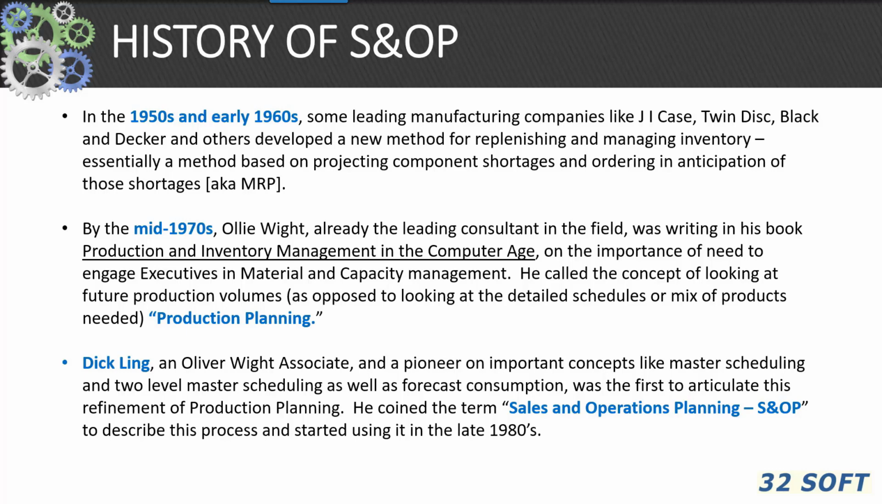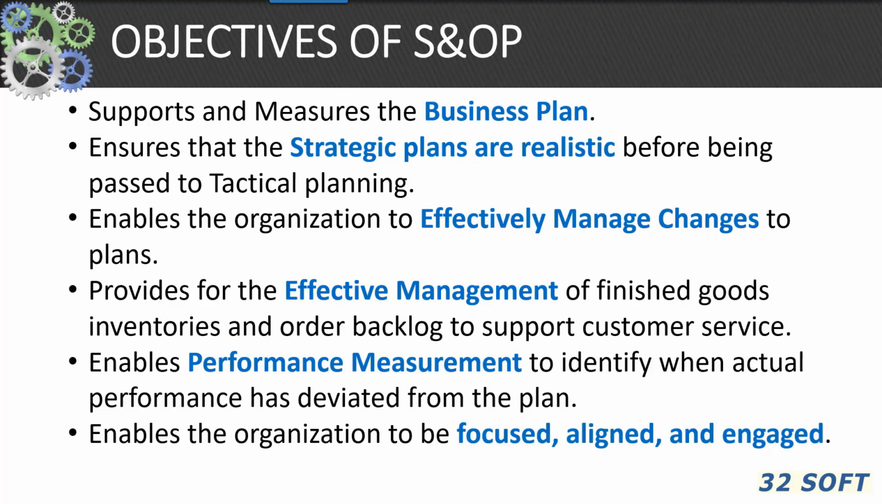Dick Ling, an Ollie Wight associate and a pioneer on important concepts like master scheduling and forecast consumption, was the first to articulate this refinement of the production planning concept. He coined the term sales and operations planning, S&OP, to describe it and started to use that term in 1987.